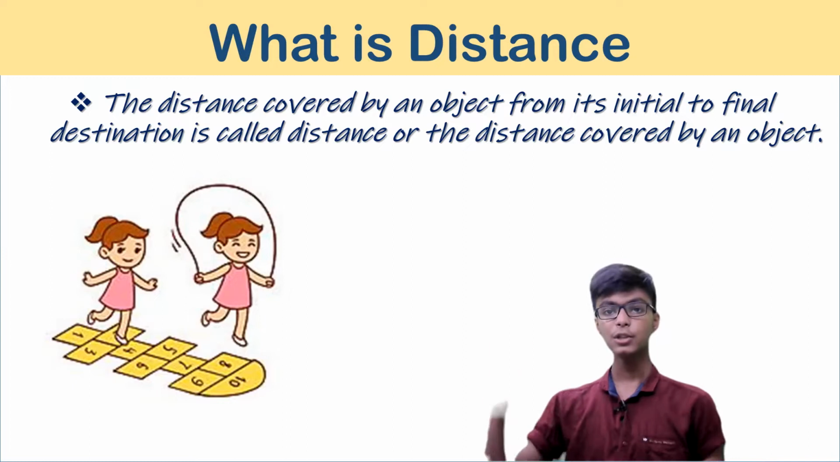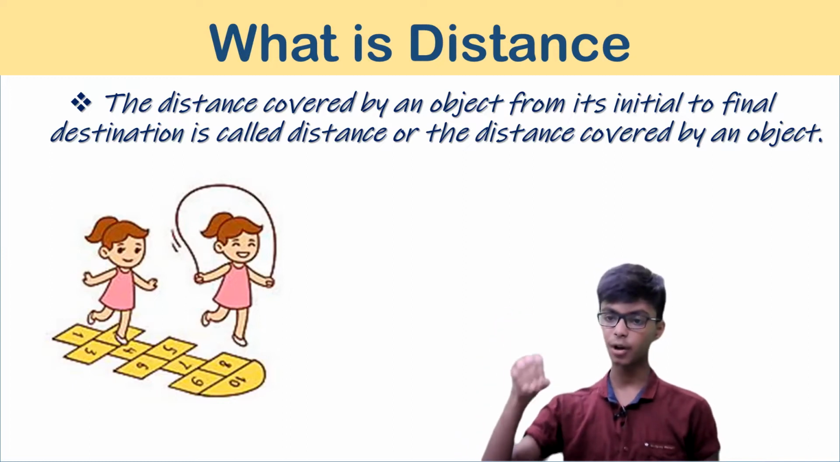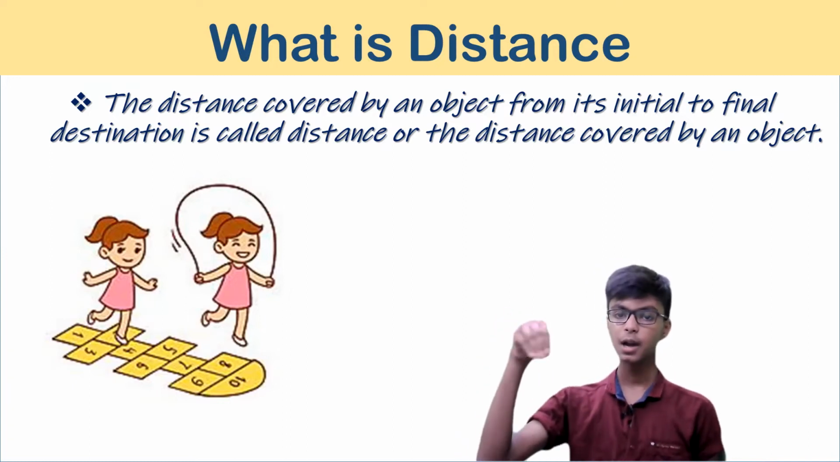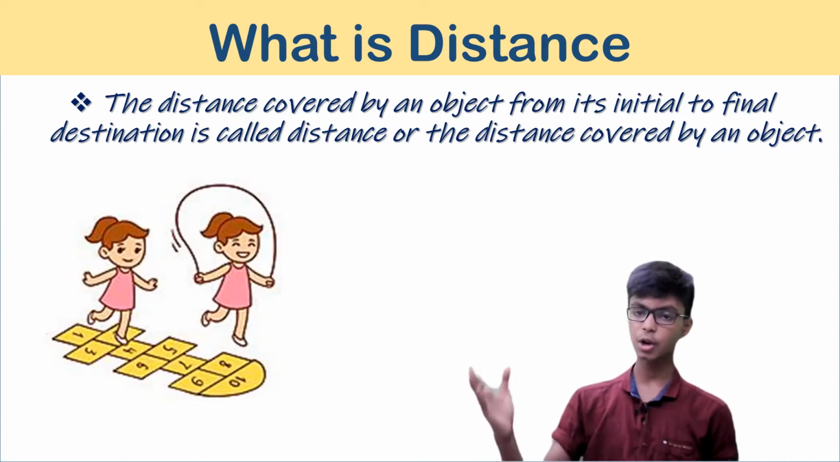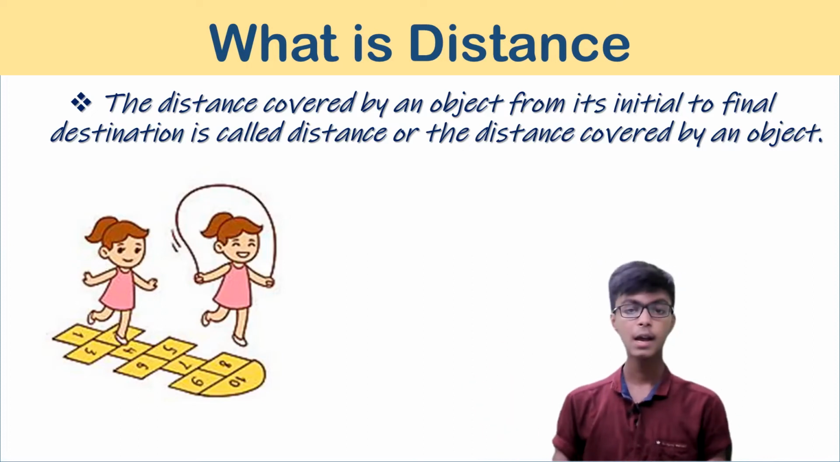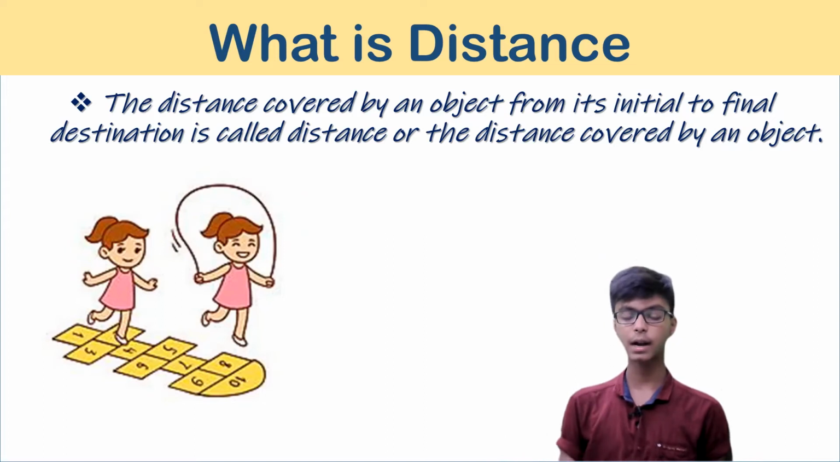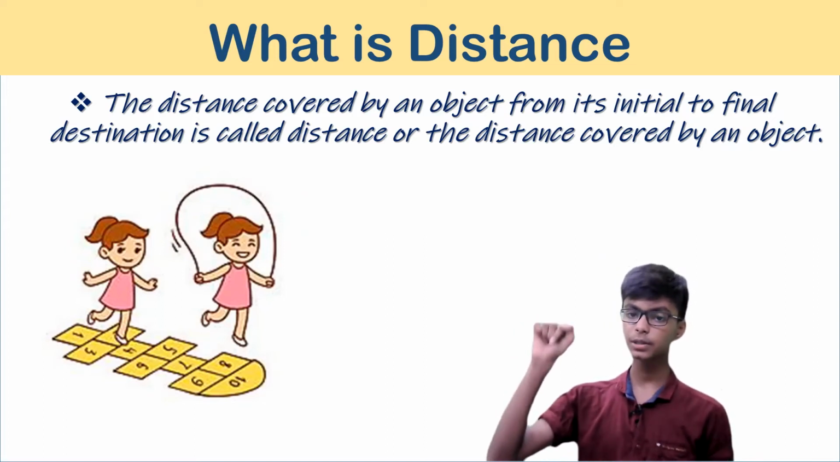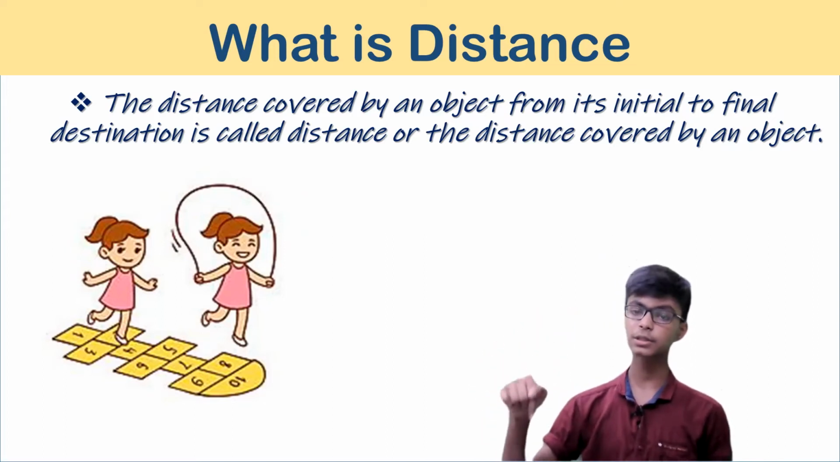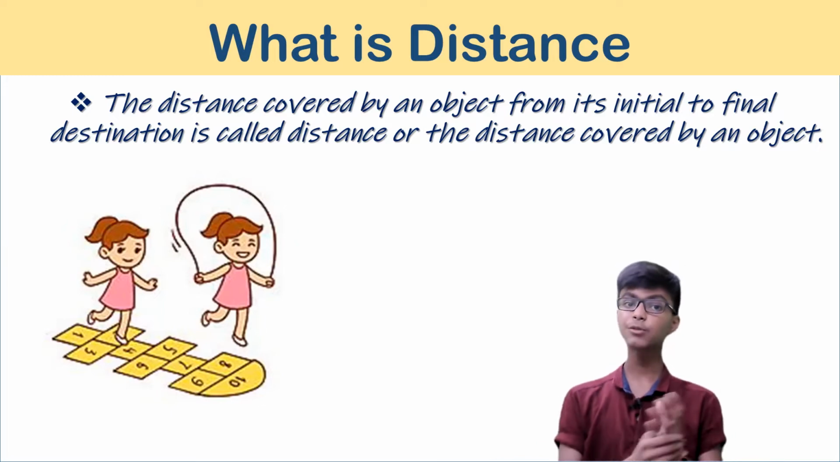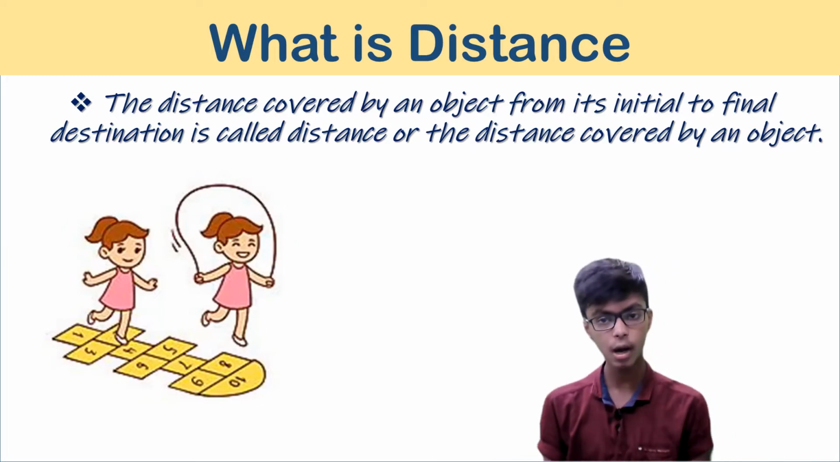So initial position means from where the car starts. Suppose you have gone to the market. From the shopping mall, you have to return home. So you start your car. Then its initial position is the shopping mall, but its final destination is your house.